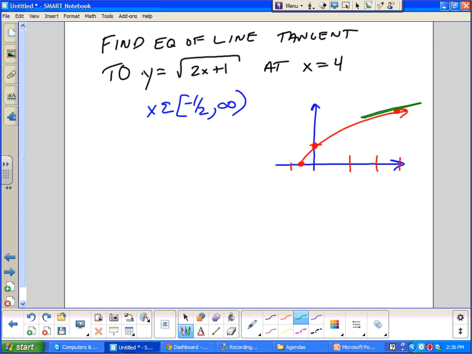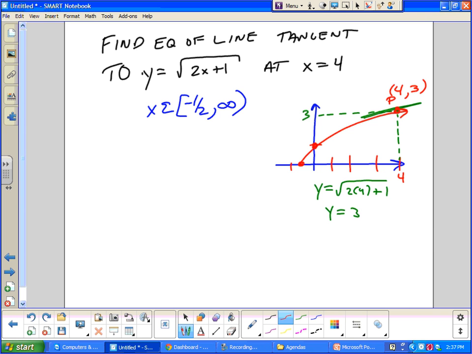Well, the first thing I want to do is if I'm at x equals 4, I would really like to know the y value. You guys agree? So I'm going to plug in 4 and say y equals the square root of 2 times 4 plus 1. How about y is 3? Oh, I need another point here, don't I? Okay, 4. So I have a point (4, 3). So I am trying to find the tangent line to the root function 2x plus 1 at (4, 3). So I'm trying to find the equation of that green line at point P.